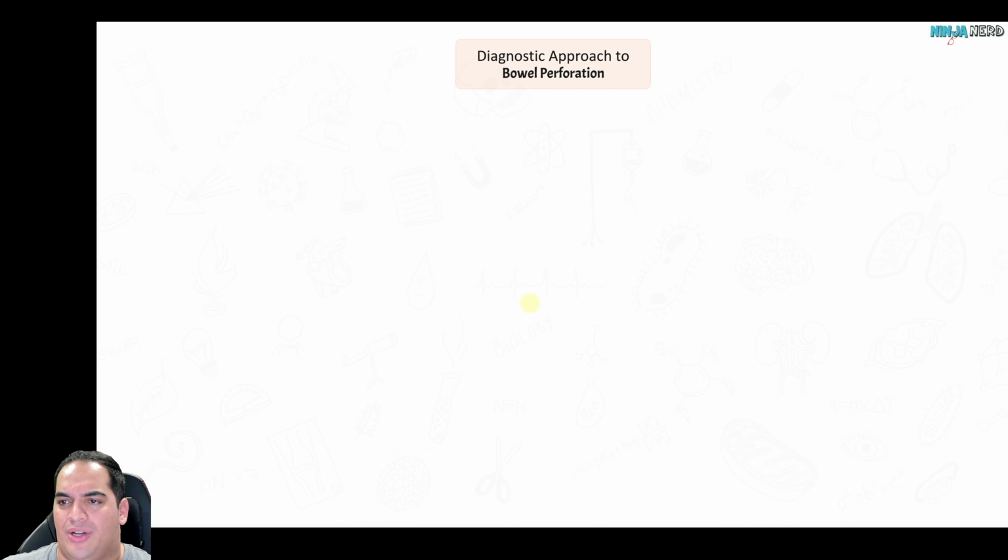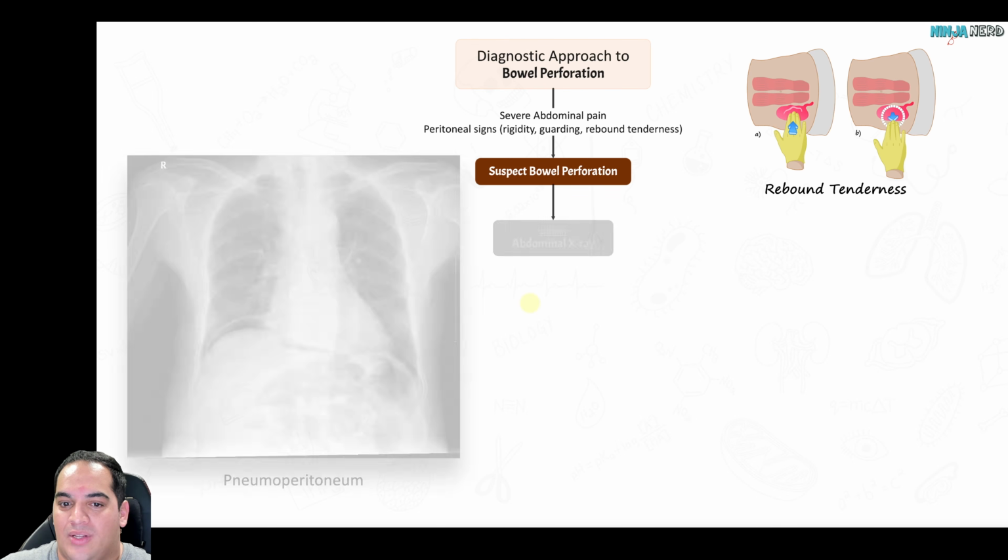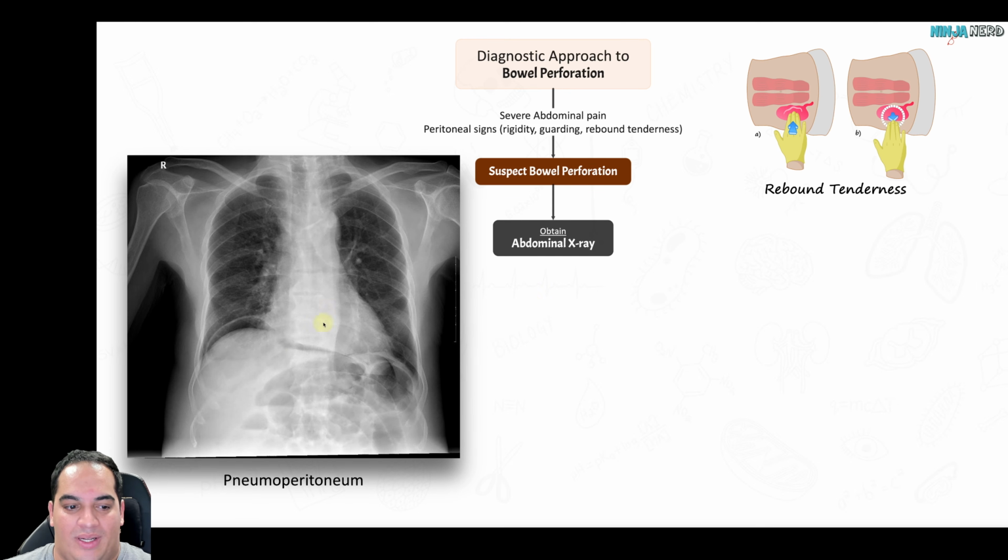What about a bowel perforation? Again, same thing. Are they coming in with abdominal pain? Are they coming in with peritoneal signs? Are they coming in maybe with some history that's suggestive of a bowel perforation? Well, in those particular situations, I gotta suspect a perf. So I want to look for a pneumoperitoneum. So I'm going to get an abdominal x-ray. Do I see air leak underneath the diaphragm? Yes, I do. They got a pneumoperitoneum.